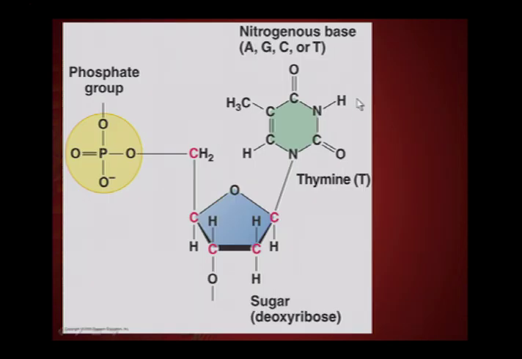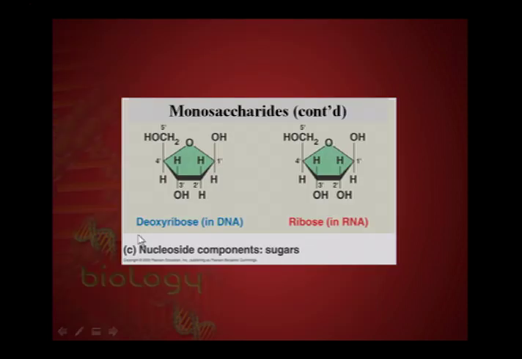So again, looking at the sugar then, in the case of DNA, that sugar is going to be deoxyribose. And so deoxyribose has an H here, whereas ribose has an OH here. So DNA has deoxyribose sugar, RNA has a ribose sugar, but we'll get to RNA in future modules.